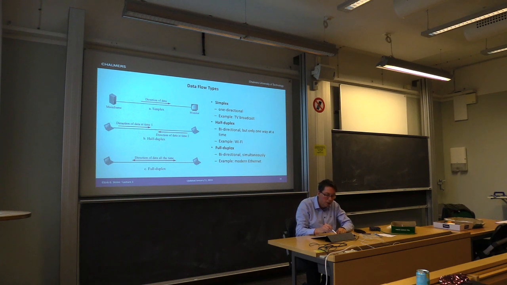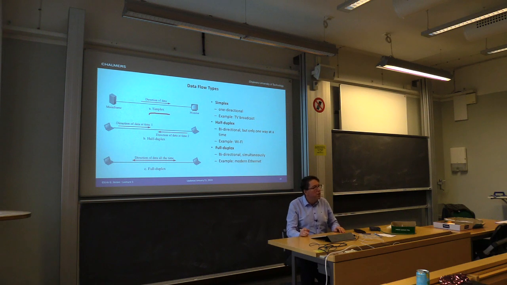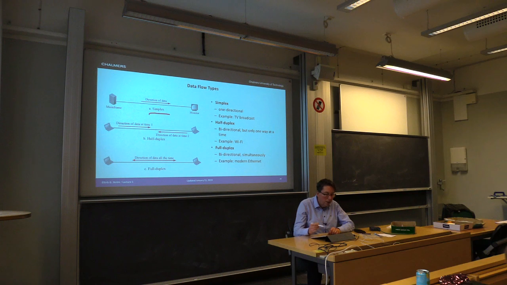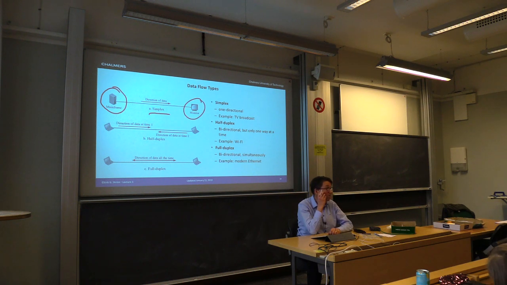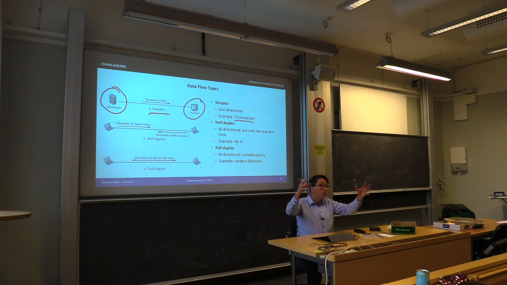So the simplest thing one can imagine is this simplex. So simplex means that data only goes in one direction. So in this particular example, we have a computer here, mainframe, and then we have a monitor, and suppose the information or data only goes to the monitor. It's kind of a contrived example here. I think another example is more like TV broadcast. Okay, data goes from the network to the TV, okay, which displays the program.